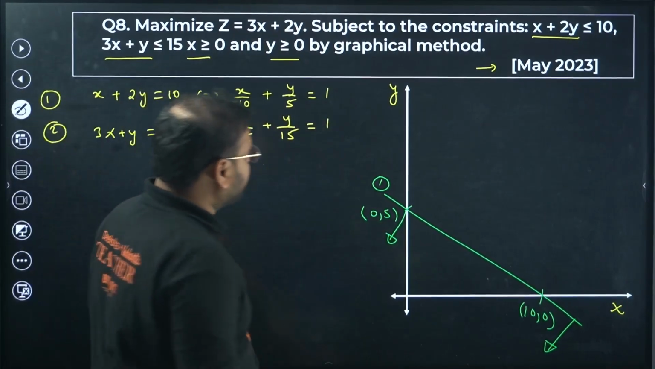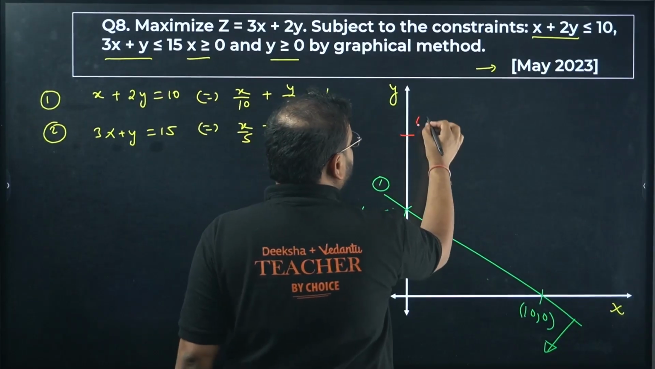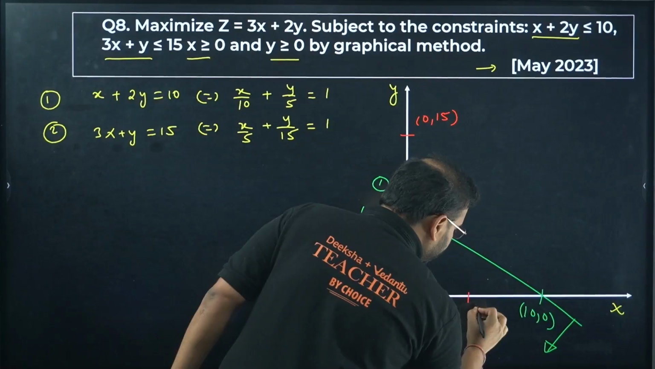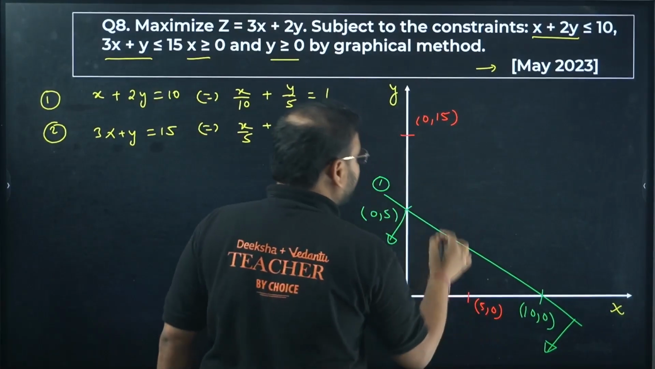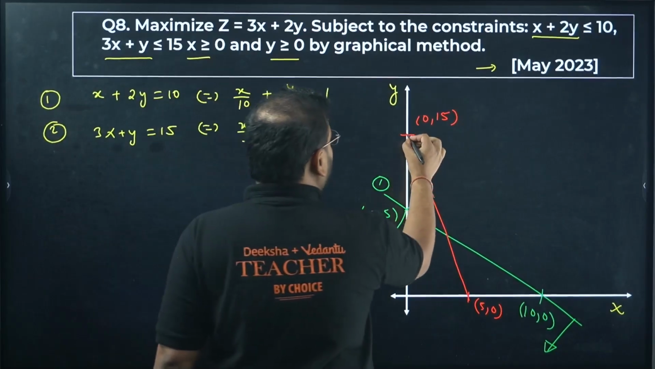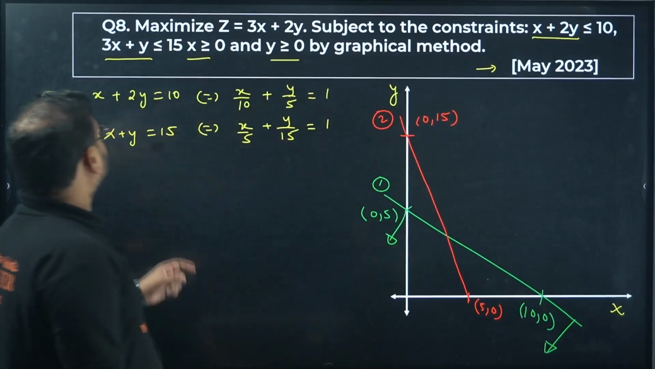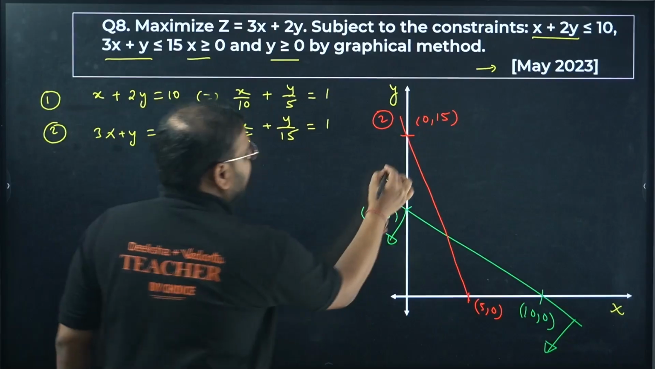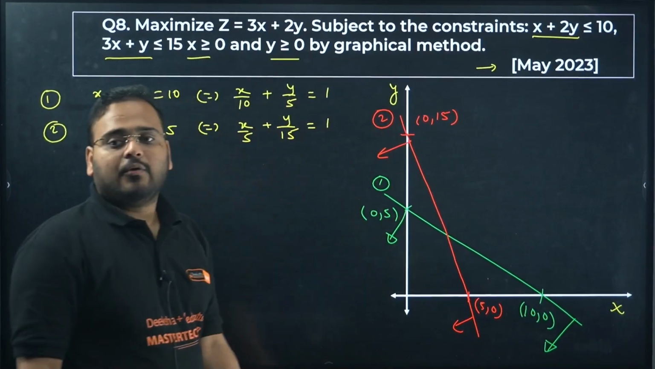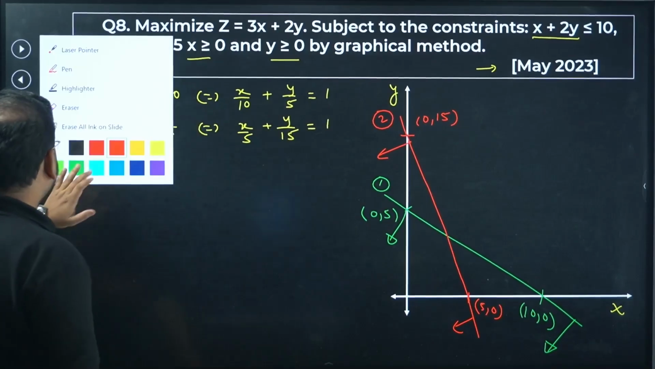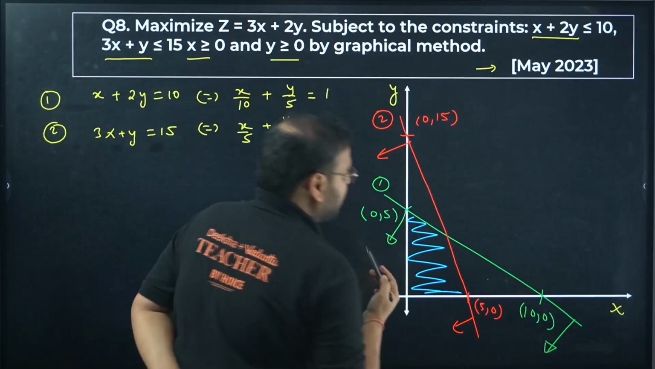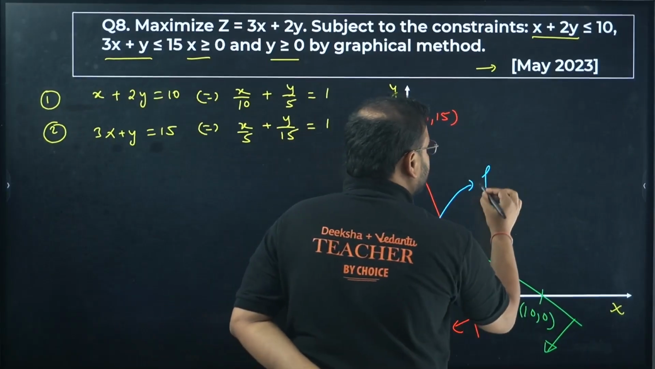Let me draw the other one. x is 5, y is 15. So somewhere over here we have 0 comma 15, and x is 5 means somewhere over here 5 comma 0. Join the lines. Yes, this is my line, and this is my line number 2. And here also we have inequality less than, means again I have to go below this as well. Clearly you can see that we have the feasible region now. We can mark it like that. This is my feasible region.